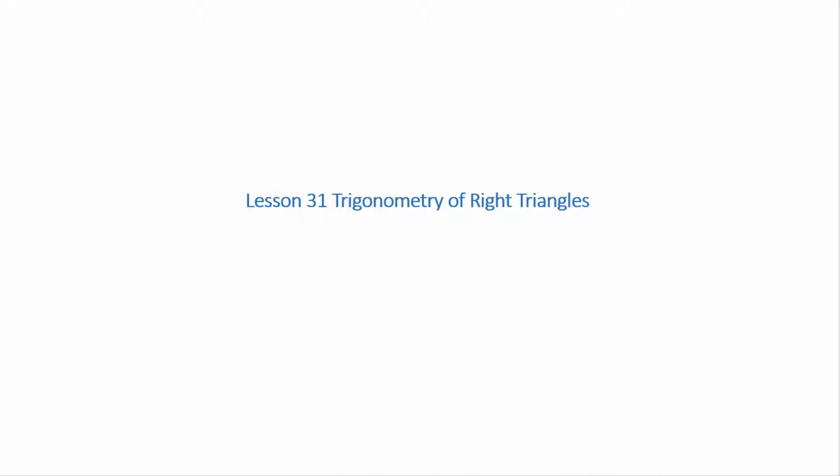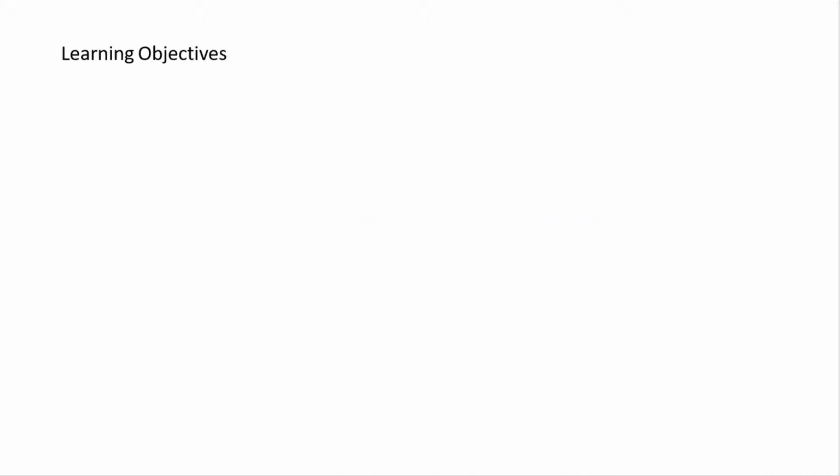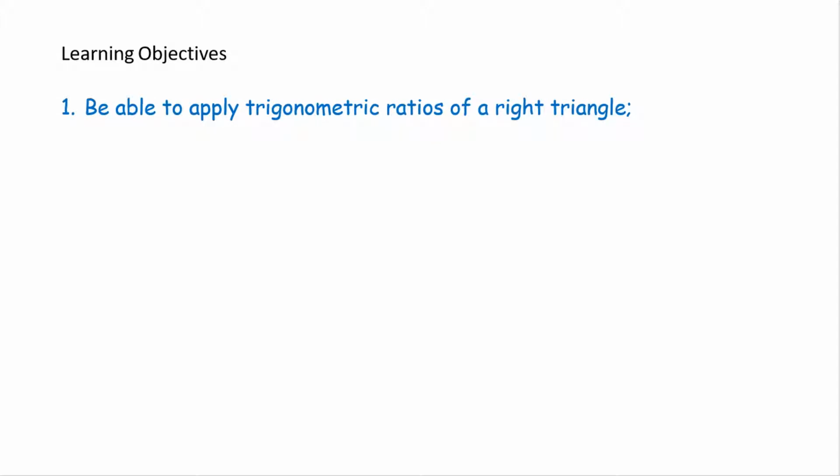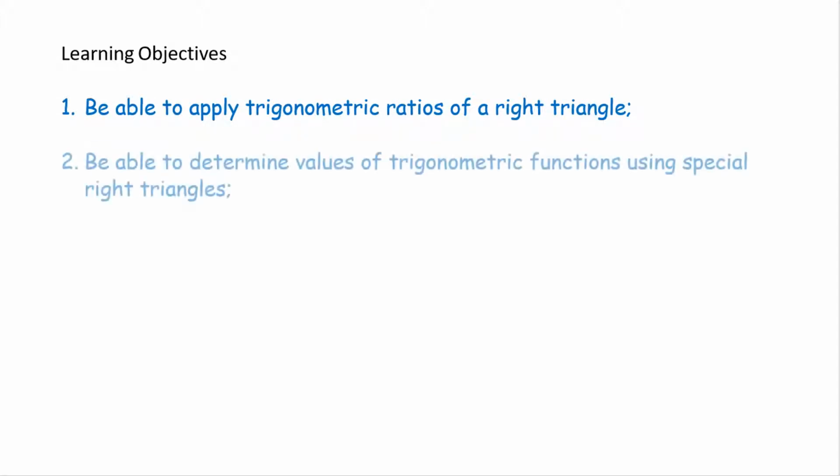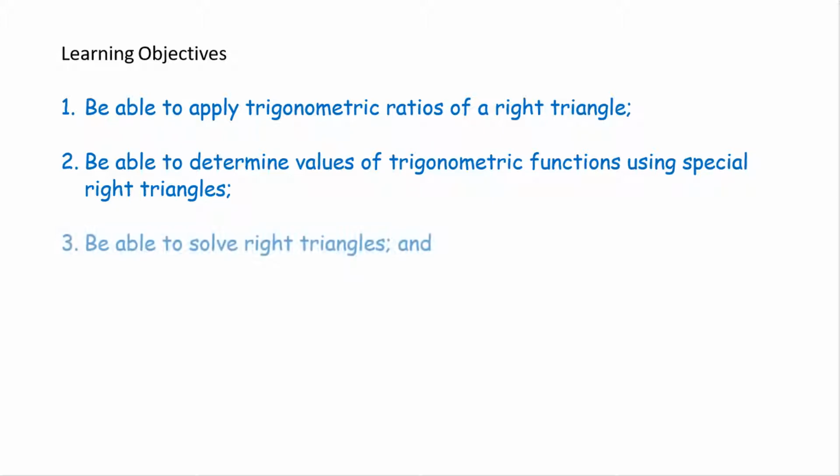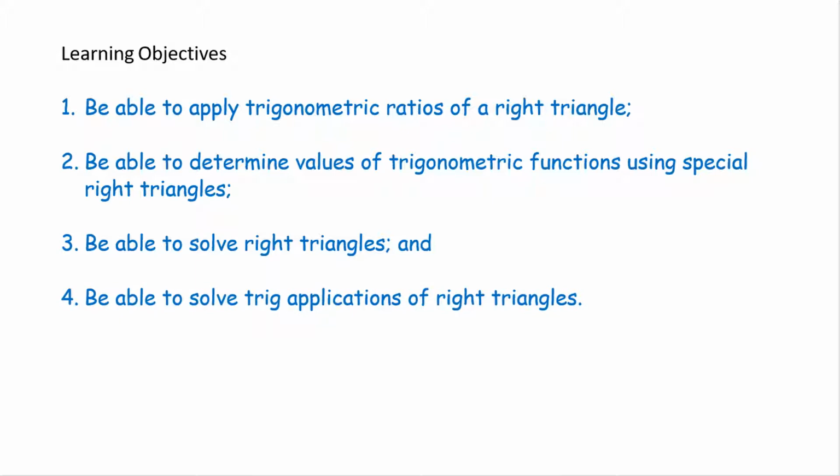The objectives of this lesson are: 1. Be able to apply trigonometric ratios of a right triangle. 2. Be able to determine values of right triangles using special right triangles. 3. Be able to solve right triangles. And 4. Be able to solve trigonometric applications involving right triangles.